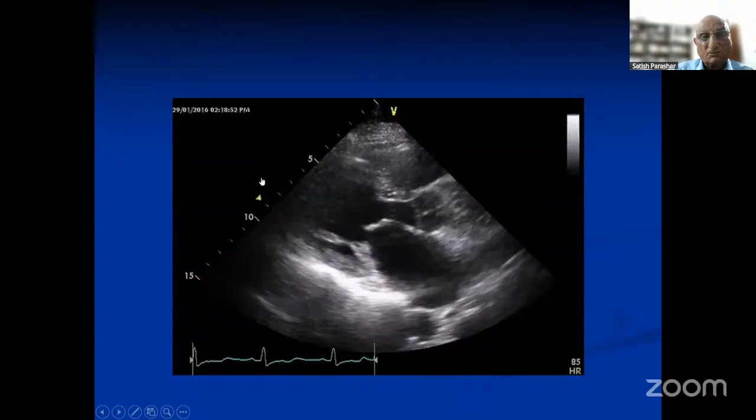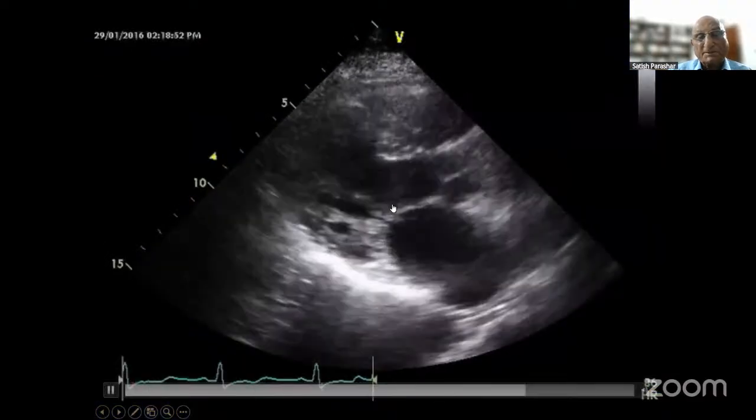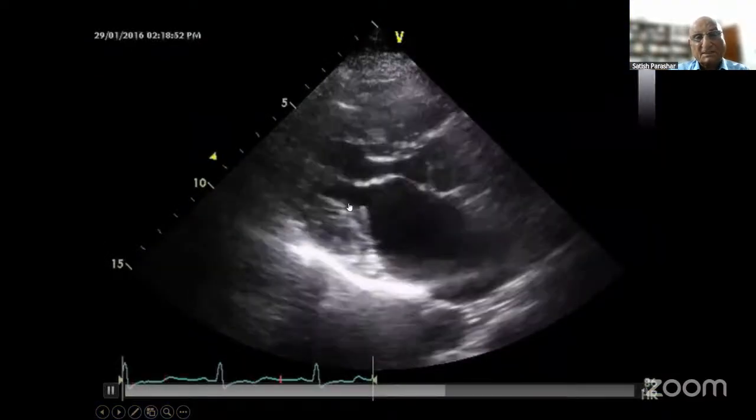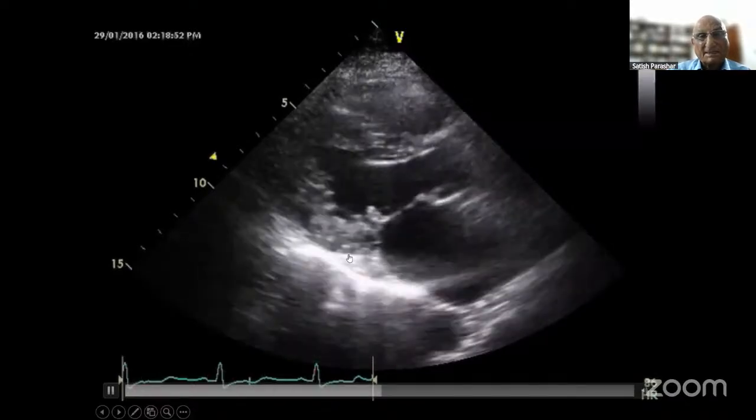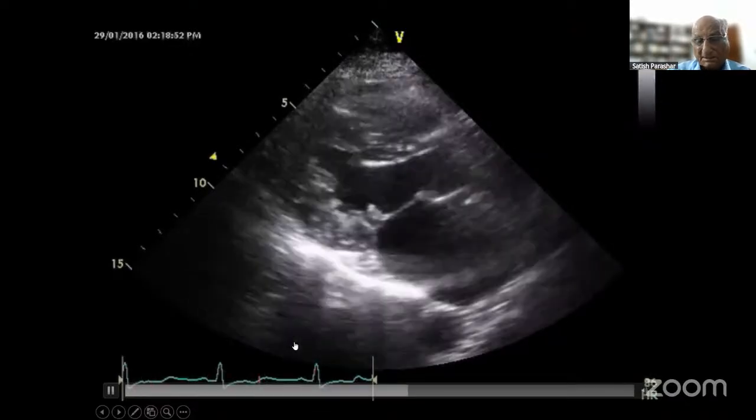And here you see there is a doming of the anterior mitral leaflet, a paradoxical motion of the posterior cusp, and all the signs of mitral stenosis.